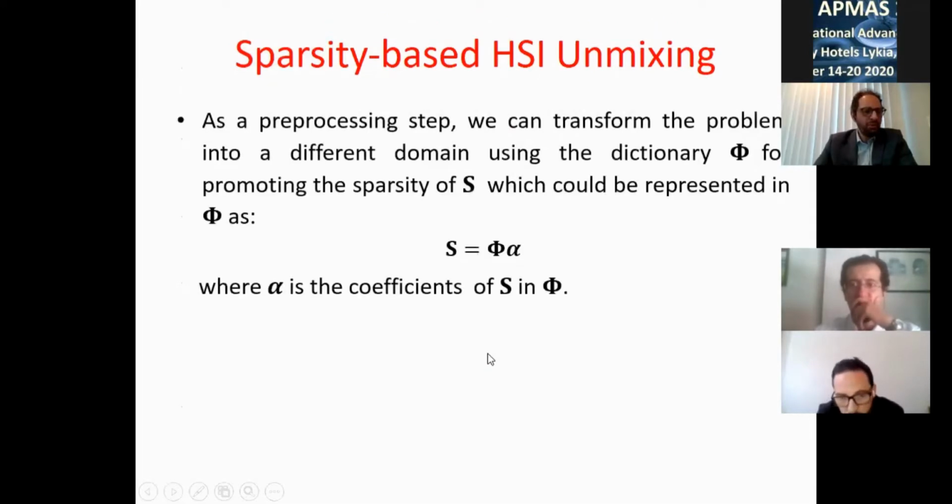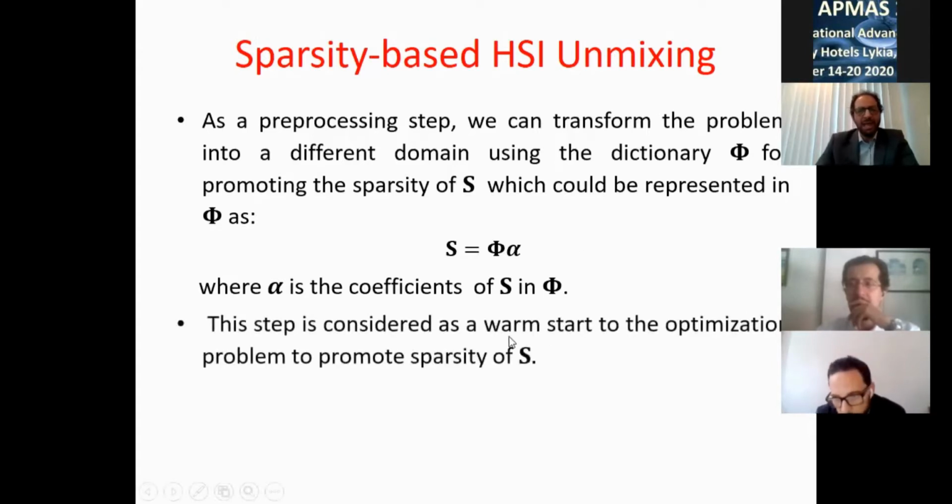So the way we go about this is we put in a pre-processing step. The pre-processing step is to transform the problem into a different domain using a dictionary or a representation to promote the sparsity of S, where we say S is equal to phi alpha. Here I'm going to pick up the pace a little bit because there's a bit of math that many people are probably not interested in. I'll share a couple of papers that we published in 2019 and 2020 related to that. And now S becomes alpha.